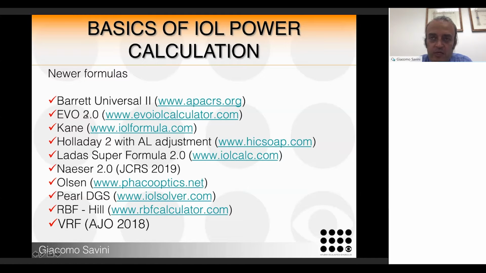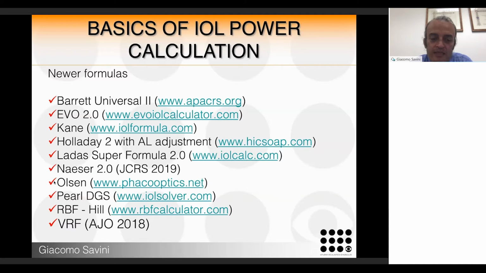The EVO 2.0 is a formula partially based on artificial intelligence developed by Dr. Yeo in Singapore. The Kane formula is becoming one of the most interesting formulas, from Australia. I also included the Holladay 2 formula because Holladay last year published a letter in JCRS, January 19, showing an axial length adjustment for eyes longer than 24, and this significantly improved the prediction of the Holladay 2. So we consider this now a new Holladay 2.